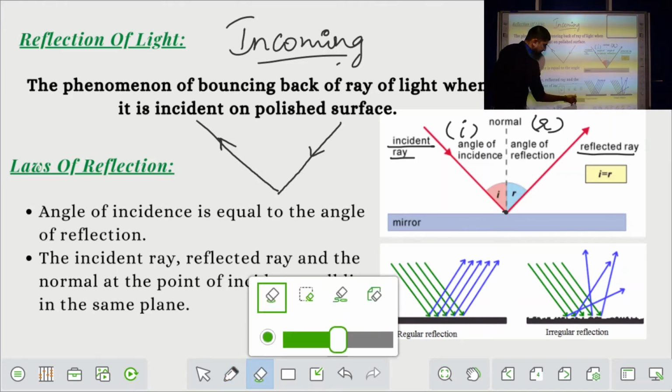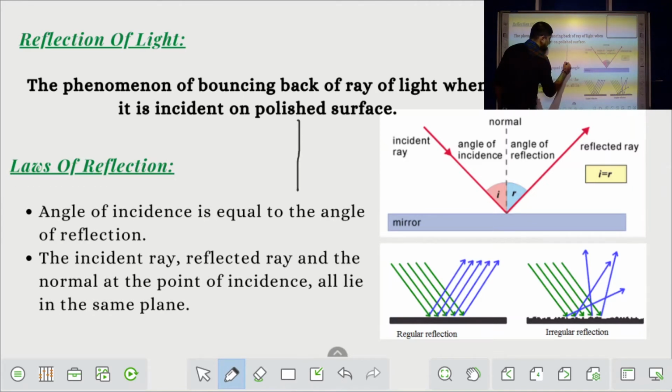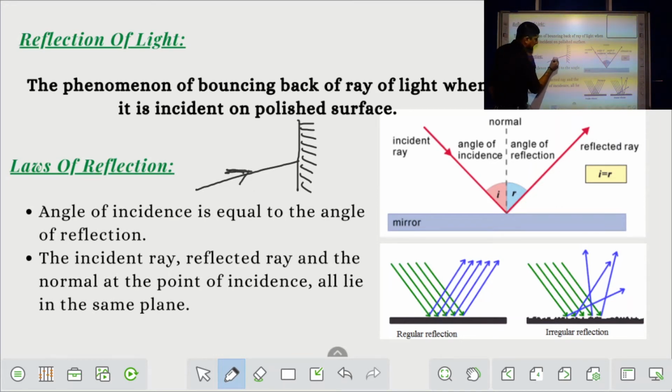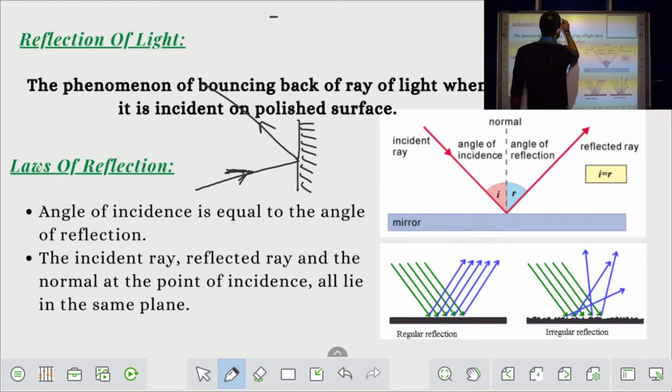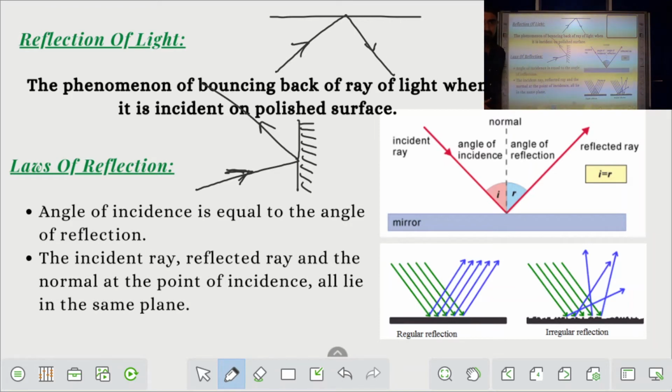For example, I can draw it in a slanted way also. Just say this is the surface, this is that polished surface. Now, if the light is falling like this, I'll put the arrow mark like this. Obviously, the reflection will be in this way. Or if I put the surface on the top and the light is falling here, the reflected ray will be like this.